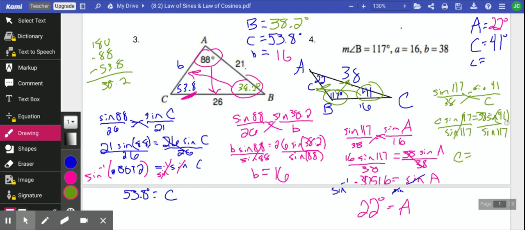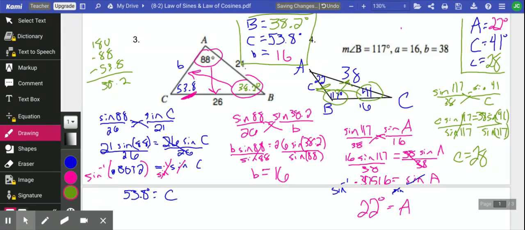Don't forget to close those parentheses. So in your calculator, 38 sine 41 divided by sine 117. That gives us right around 28. Okay. So those are our answers.